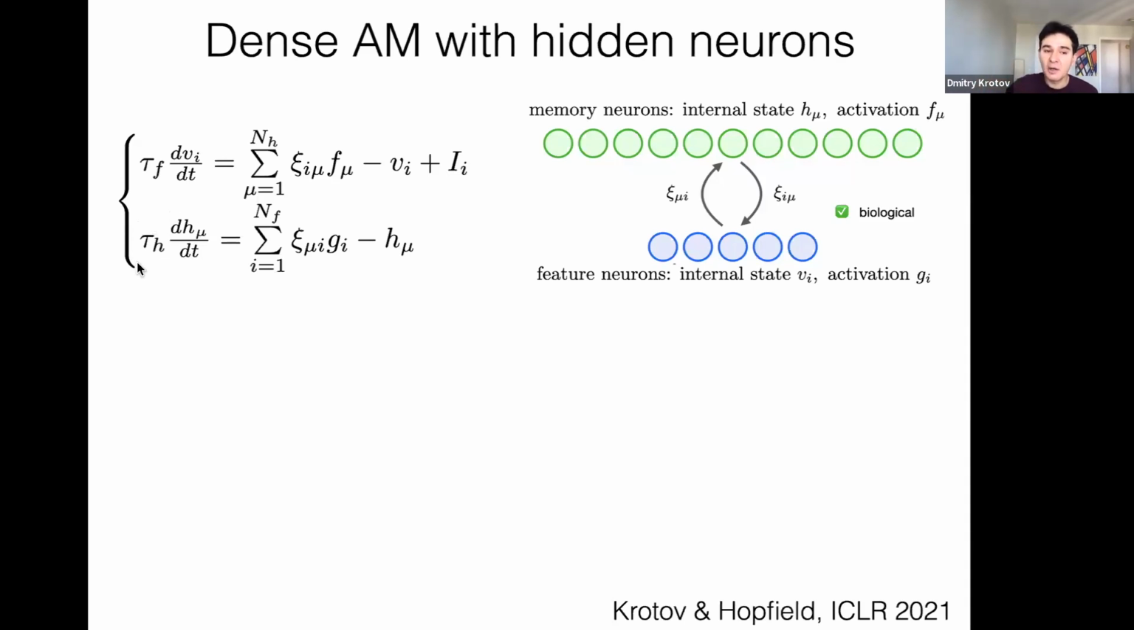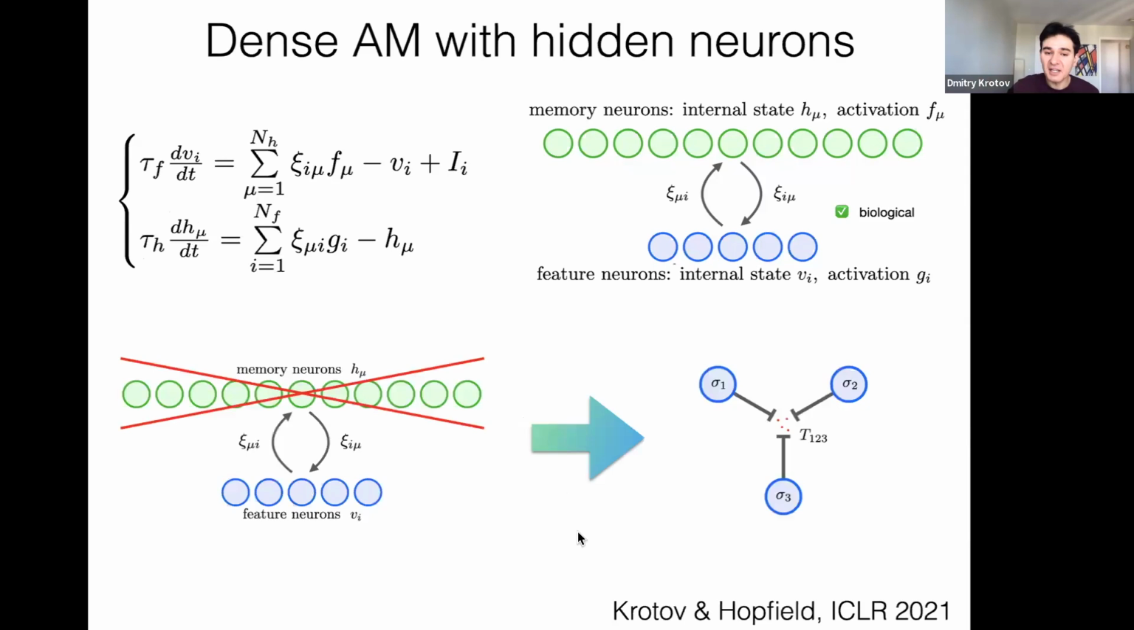And I can take the limit tau h goes to 0. And if I do that, I can solve this equation for h mu, and I can take that solution and plug it back into the first system of equations. So kind of, graphically, what I'm going to do is I'm going to exclude these green guys from these equations, and I'm going to arrive at an effective theory constructed only for the feature neurons, for the blue neurons.